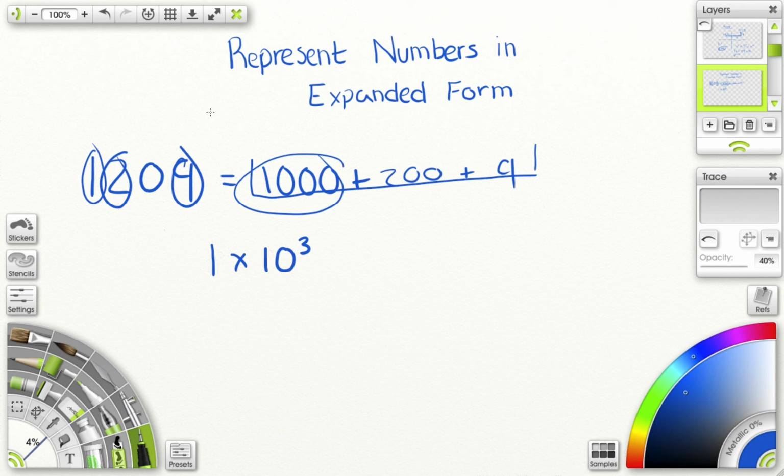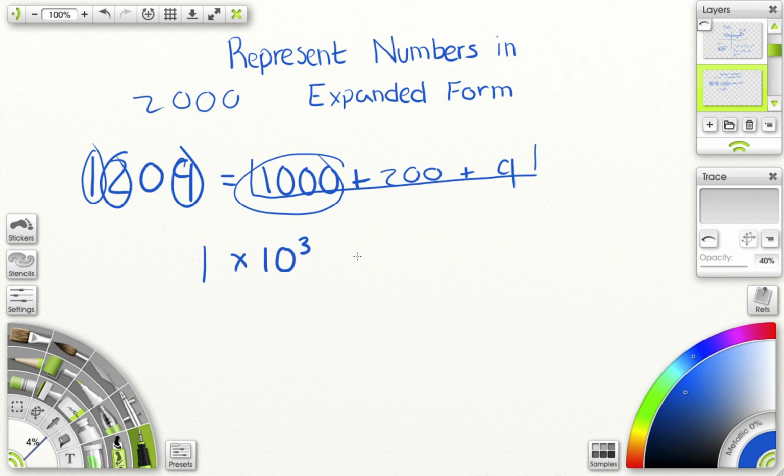Okay? The reason that 1 is there is because let's say I had the number 2,000. If I was doing 2,000 represented, it would be 2 times 10 to the power of 3. In this case, our example is 1,000. So I do 1 times 10 to the power of 3.